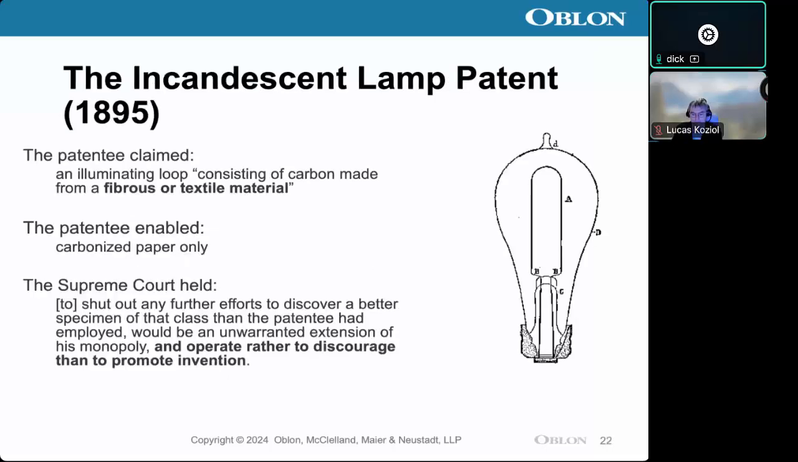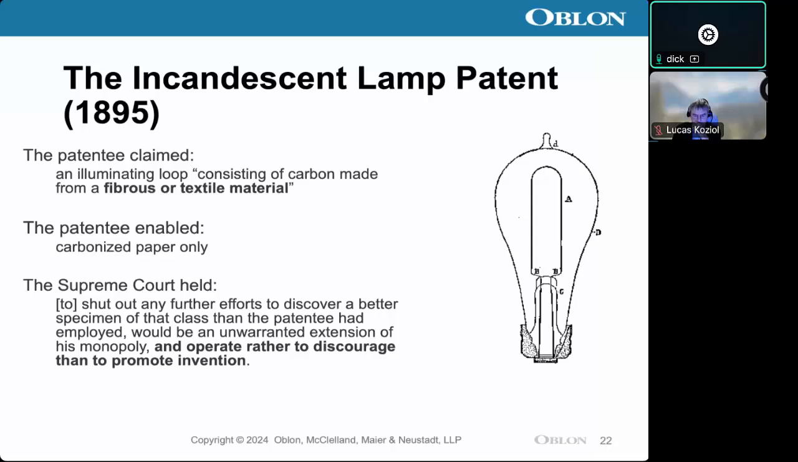The next is an 1895 case by the Supreme Court, which involved the Edison electric light bulb. Now, prior to Edison, a patentee had come along and gotten a patent on a light bulb that had basically a filament which was described as being a loop consisting of carbon made from fibrous or textile materials. The problem was the patentee enabled carbonized paper only.